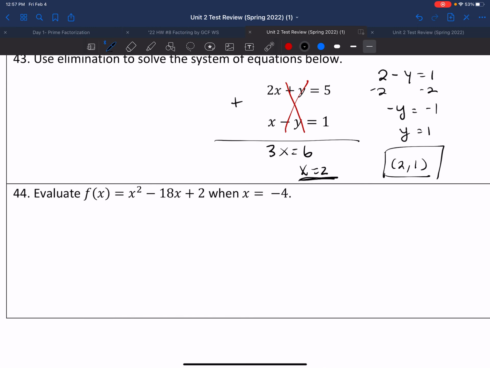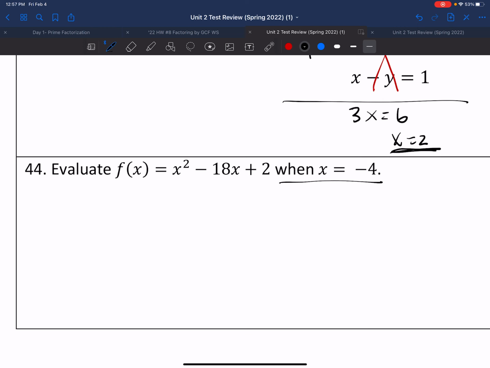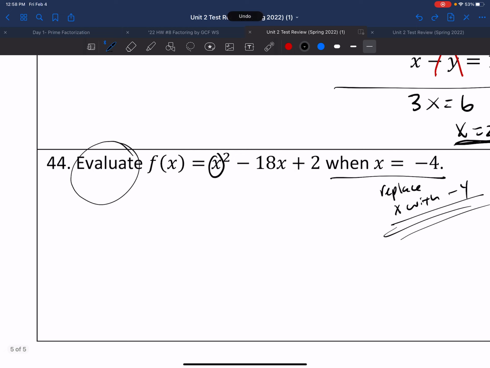Evaluate when f of x is equal to x squared minus 18x plus 2. Remember, evaluating is saying I've got to replace my x values, replace x with -4. Okay, that's basically what it says. When it says evaluate, when you're given something, all you've got to do is replace. So we know that here's my x, here's my x, here's my x, and I'm replacing those variables with -4. So I have -4.